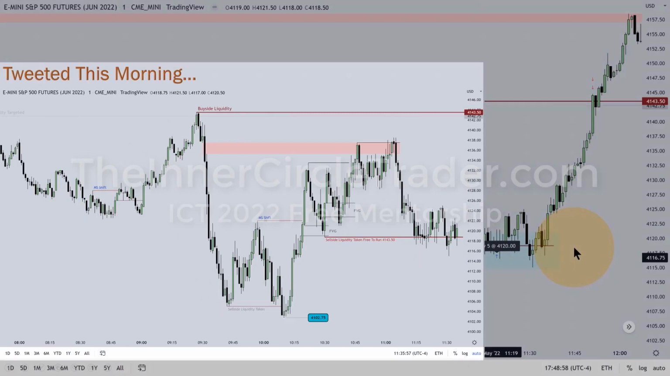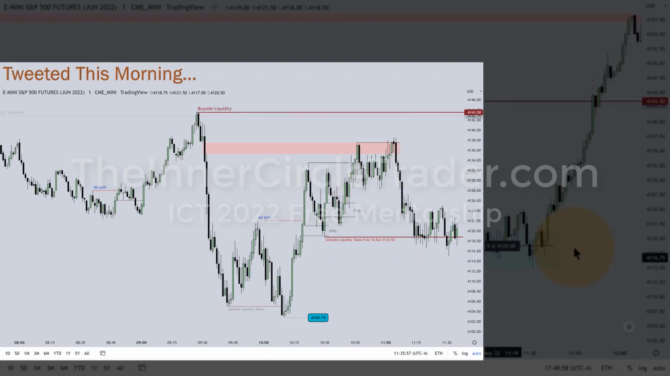And again, here is the tweet. Okay, and I'll have the link posted in the description below this video, so you can click and see it. It was time and date stamped, exactly as you see it here. All right, so it says sell-side liquidity is taken, free to run to 41.43.5. That's this level here, while it was here.